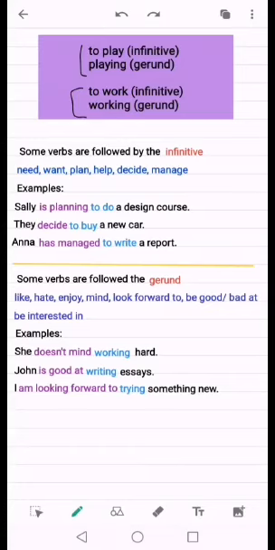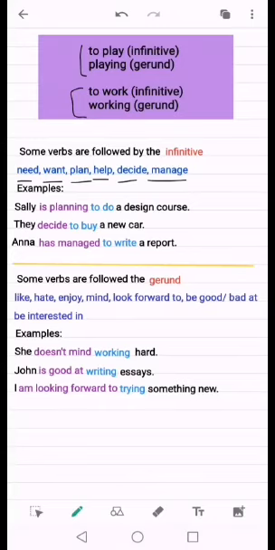Now, in English, we have some verbs that are followed by infinitive, and we have some verbs that are followed by gerund. There are verbs that must be followed by gerund, and there are verbs that must be followed by infinitive, which is to plus base form. Okay? Now, let's start with infinitive. What are the verbs that are followed by infinitive? The first verbs are need, want, plan, help, decide, and manage. So if you see one of these verbs in a sentence, you should put infinitive after them.